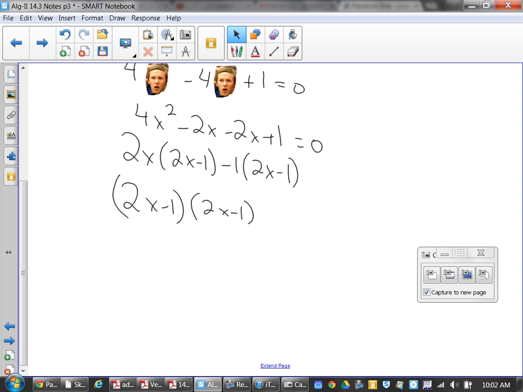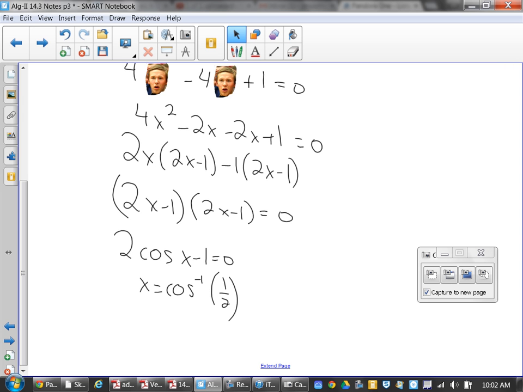You could write it as 2x minus 1 squared. It's kind of pointless because you still have to solve for x. I mean, you can if you want. You write it as quantity squared. But all you have to do is set one of them equal to 0. So now you have 2 cosine of x minus 1 is 0. So what angle has a cosine value of 1/2?